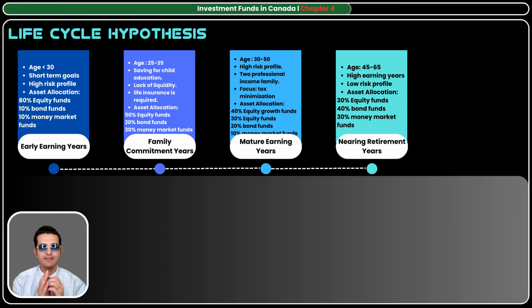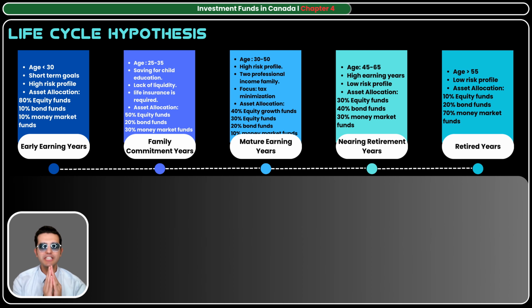And finally, the last group, retired years. Let's get to the characteristics of this group. The age is greater than 55 years old. They also have low risk profile because they have been retired. They can't risk their money, okay? Because they are not working now. They need to survive, so they can't risk and put all the money in the risky investments.